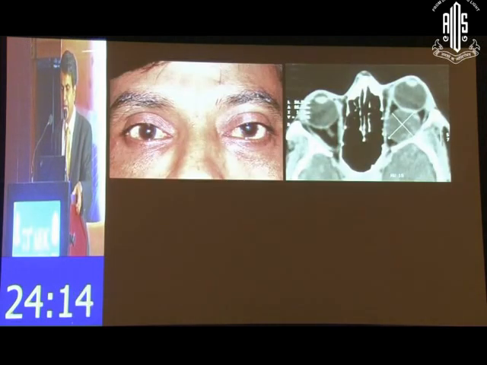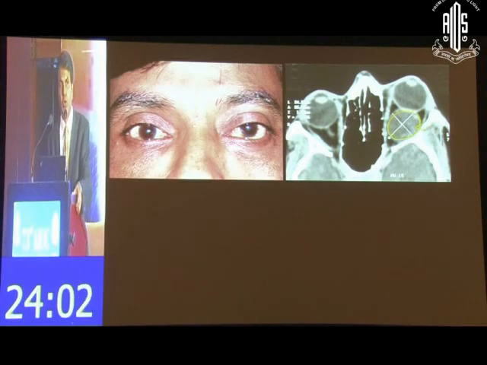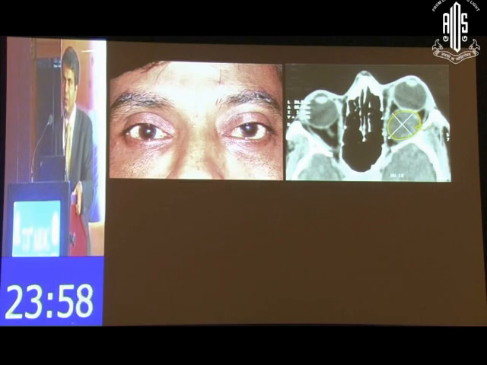If you have a patient who has mild to moderate axial proptosis, very disproportionate to the size of the tumor that the patient has, and the tumor is very well circumscribed and it is intraconal, what are the possibilities? Cavernous hemangioma is a very good possibility.